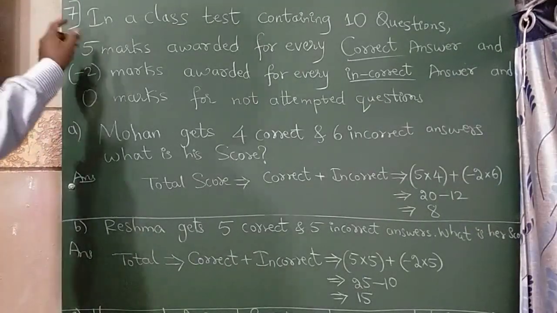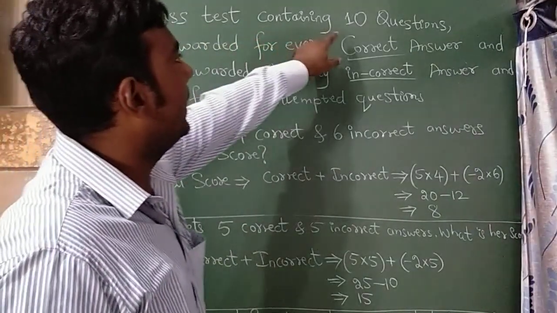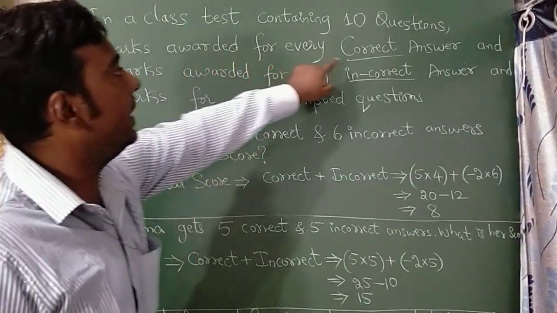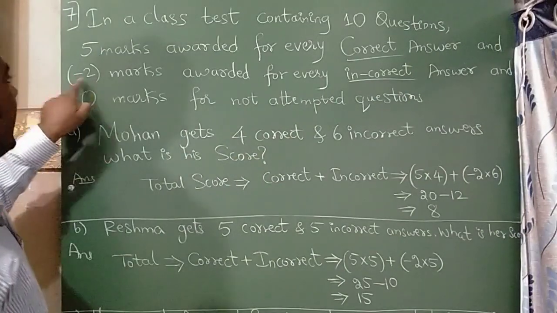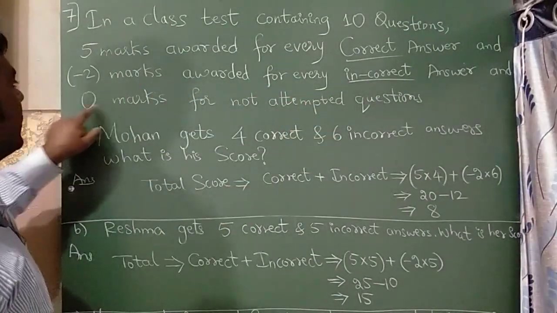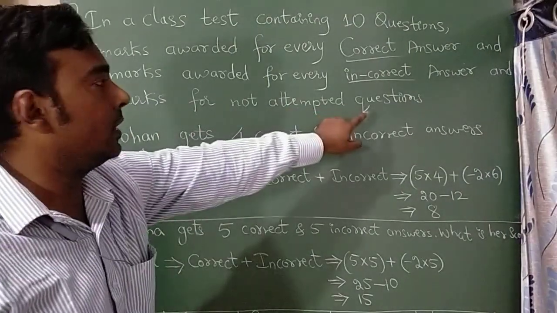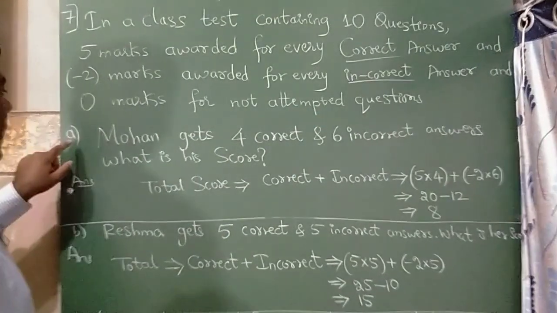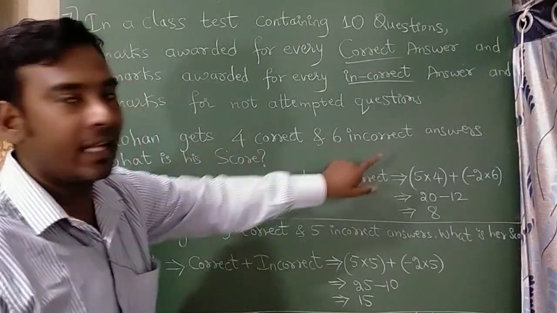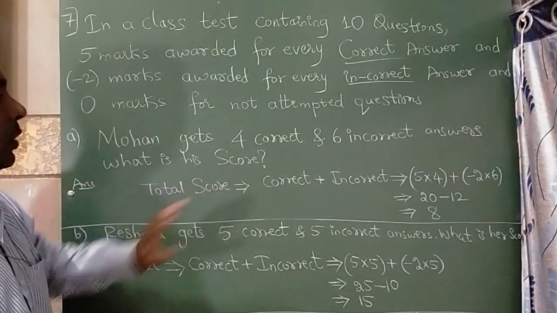Now seventh question. In a class test containing 10 questions, 5 marks are awarded for every correct answer, minus 2 marks awarded for every incorrect answer, and 0 marks for not attempted questions. Okay, now first one, Mohan gets 4 correct and 6 incorrect answers. So what is his total score?